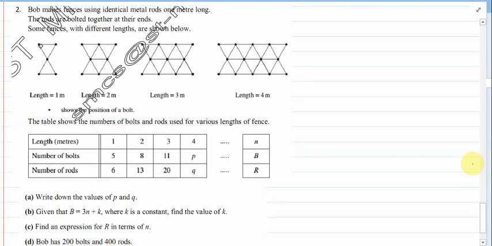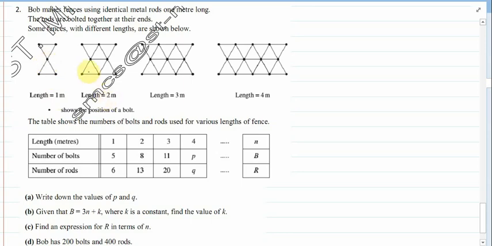It says Bob makes fences using identical metal rods 1 meter long. The rods are bolted together at their ends. Some fences with different lengths are shown below. Length 1 meter, how many bolts? 5. How many rods? 6.